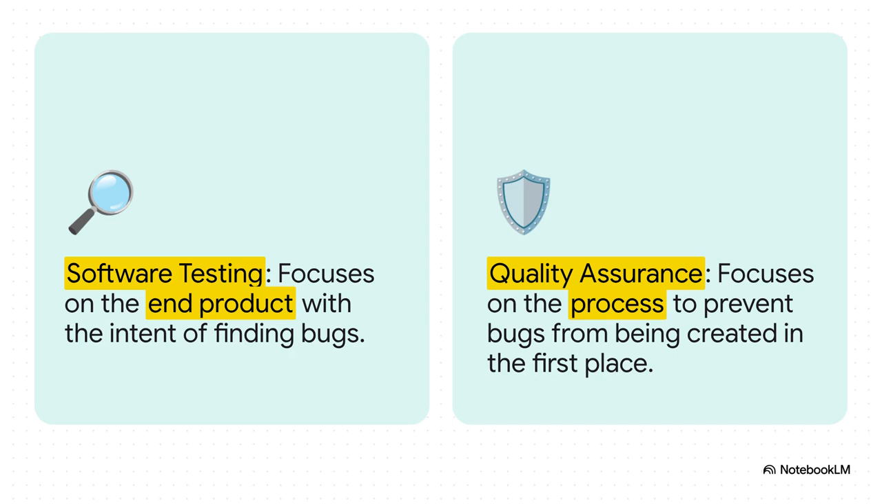Think of it like this. Software testing is like the detective showing up at the crime scene. Its main job is to find bugs in the final product. Quality assurance, or QA, is more like the crime prevention unit. It focuses on the entire process, trying to prevent bugs from ever happening in the first place by making sure the software is built the right way. So one finds flaws and the other tries to stop them from ever existing.